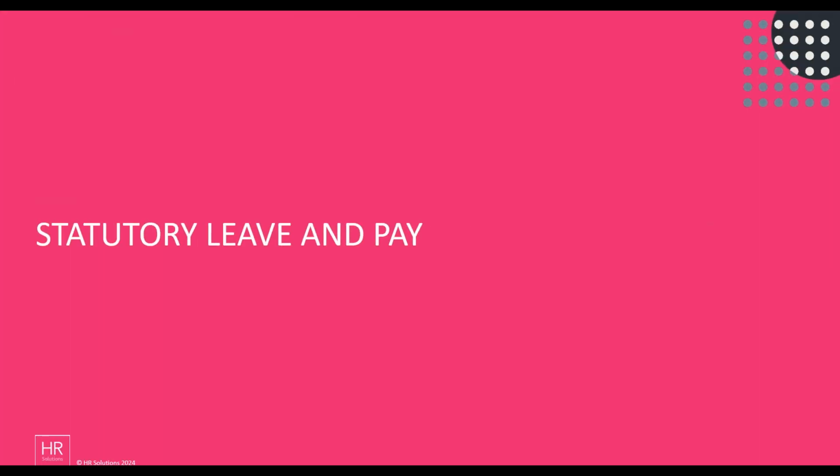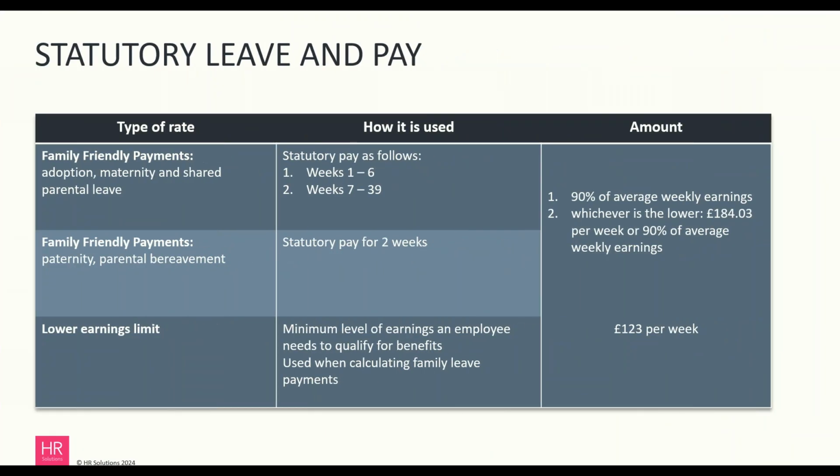And then we're coming on to statutory leave and pay. And the next slides really are just a table just to summarise. So technically, when it comes to your adoption, maternity and shared parental leave, statutory pay for weeks 1 to 6 and then changes from week 7 to 39, and it depends, as you can see to the right here, it's 90% of average weekly earnings, and then the latter period, weeks 7 to 39, is either £184.03, that recently changed, per week, or 90% of the average weekly earnings, whichever is the lower. And the average weekly lower earnings limit is the £123.